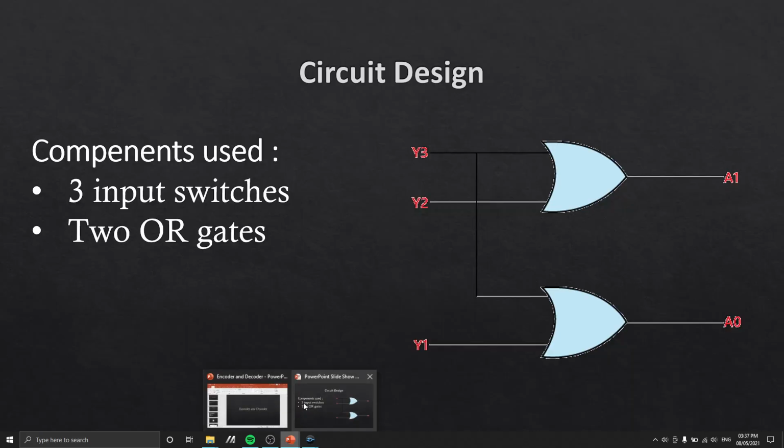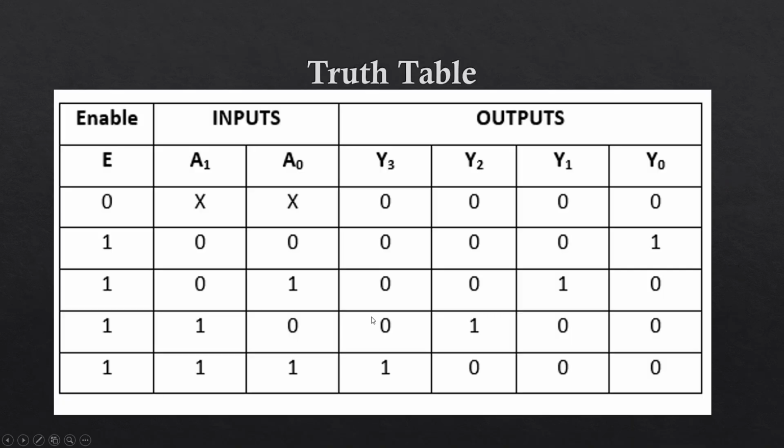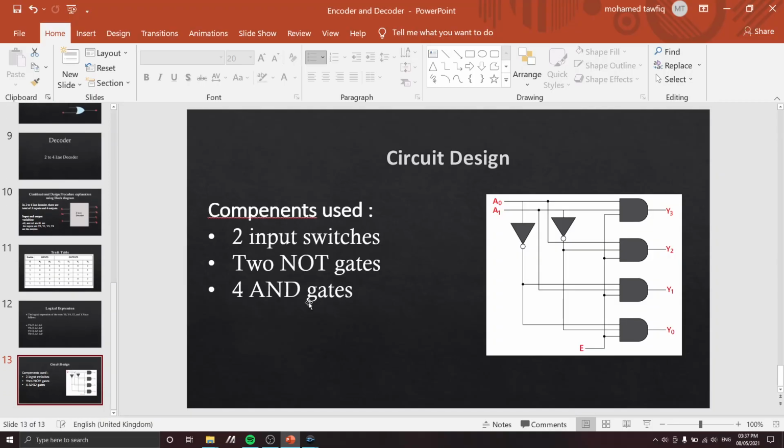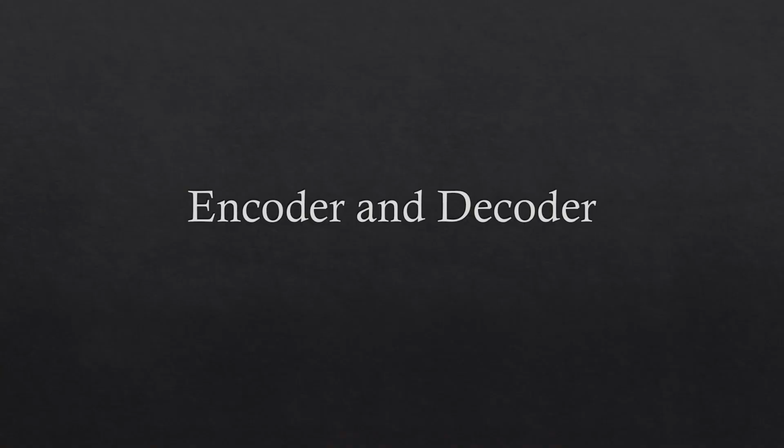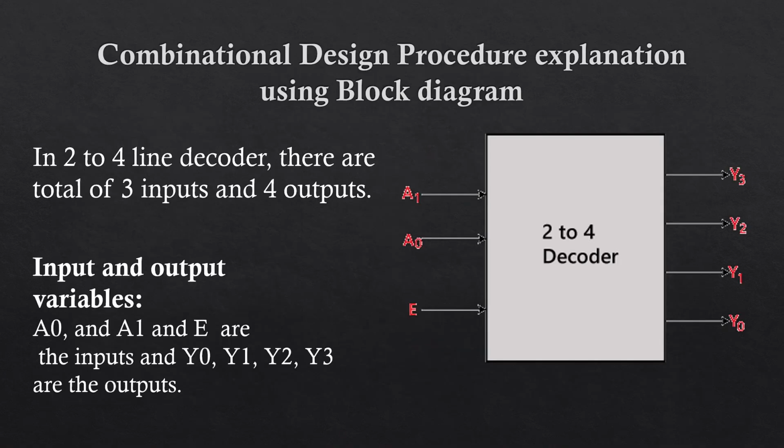Now let's look at decoder. Decoder, 2 by 4 decoder. Combinational design procedure using block diagram. In 2 to 4 line decoder, there are a total of 3 inputs and 4 outputs.